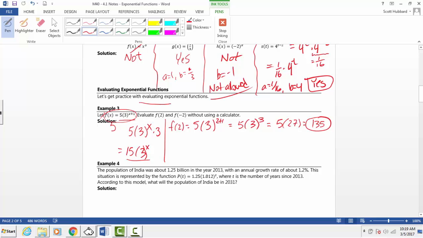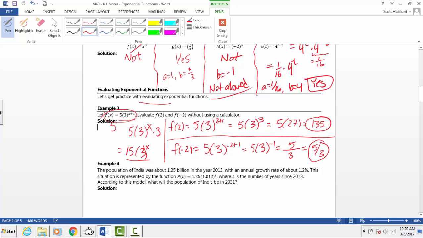That's f of 2. F of negative 2, let's take a look. We plug in 5 times 3 to the negative 2 plus 1. Negative 2 plus 1 is going to be negative 1. Remember what a negative exponent does. It flips it, so it's 5 over 3. And that's it, that's 5/3. Nothing you can really do there.